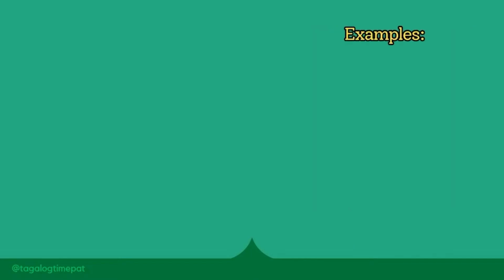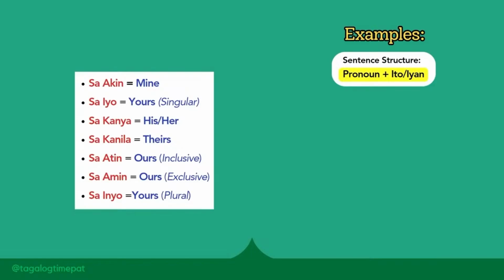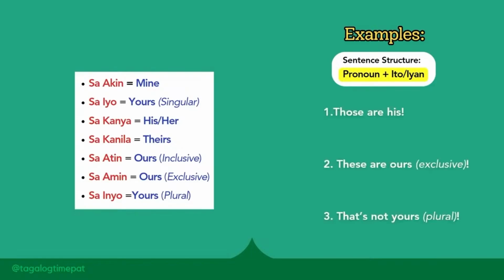All right. Now let's do some examples. First, it's the pronoun, and then it's the demonstrative pronoun. And these are the pronouns we learned. So now take a minute and do these examples. If you wanted to say those are his, it would be sa kanya yan. Sa kanya yan.